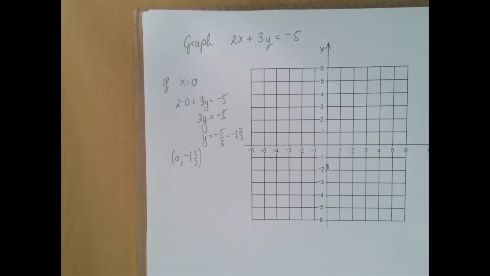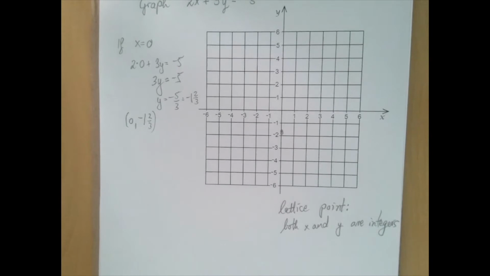We get better precision if we only use points of which both coordinates are integers. Such a point is called a lattice point. We will get better precision if we use lattice points. So the question is, how can we find lattice points? The first thing that we need to do is keep trying.